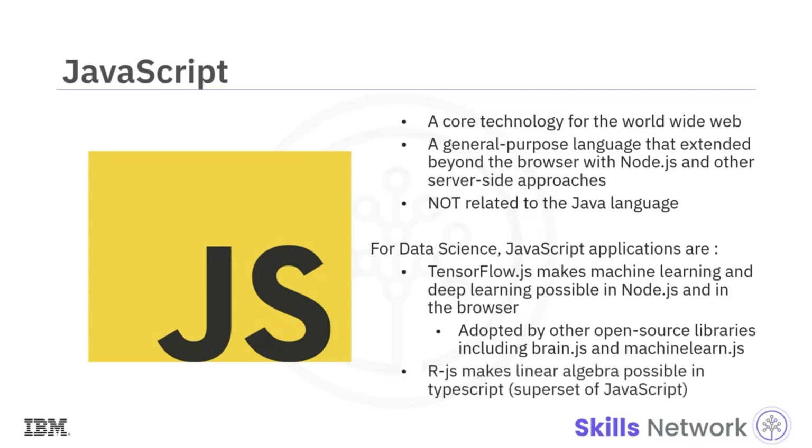Another implementation of JavaScript for data science is R.js. The project R.js has rewritten linear algebra specifications from the R language into TypeScript. This sets the foundation for future projects to implement more powerful math-based frameworks like NumPy and SciPy of Python. TypeScript is a superset of JavaScript.